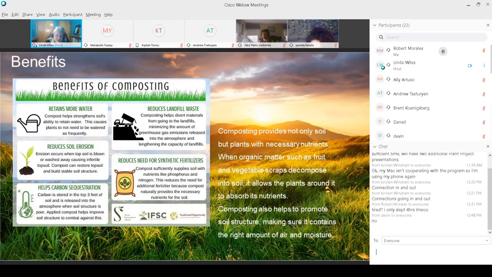It also reduces the need for synthetic fertilizers. Compost is not a fertilizer. It does have nutrient value in that the organic matter helps hold nutrients and make them more readily available to plants. So here we go.